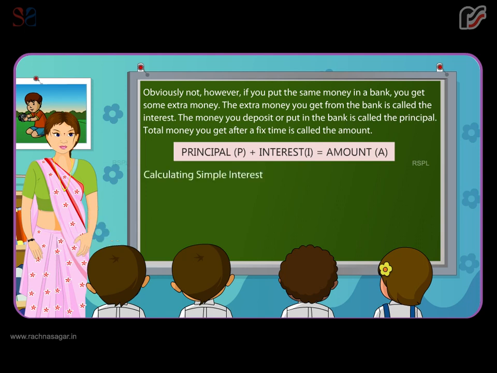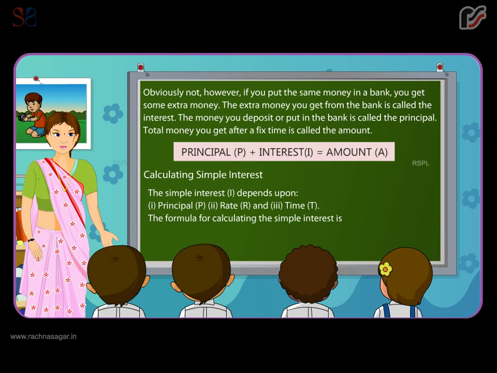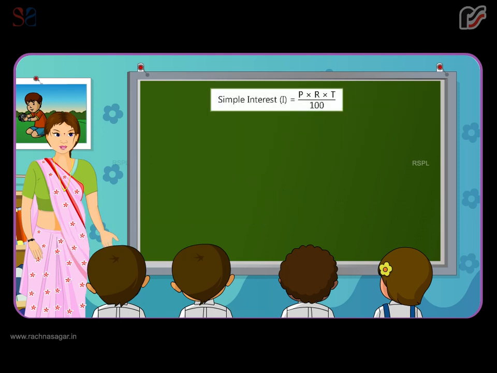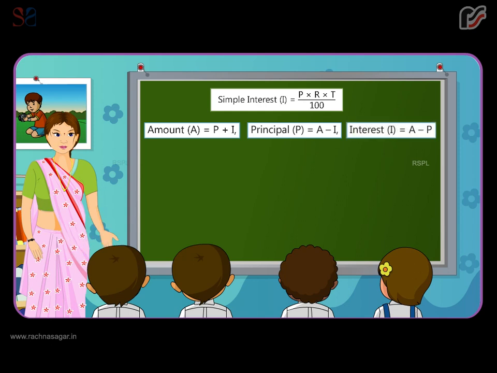Calculating simple interest. The simple interest I depends upon principal P, rate R, and time T. The formula for calculating simple interest is I is equal to P into R into T upon 100. Amount A is equal to P plus I. Principal P is equal to A minus I. Interest I is equal to A minus P.